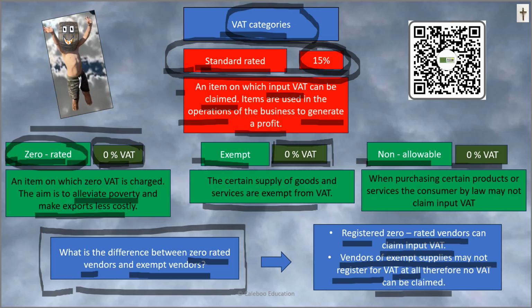So there you can see the difference between zero rated vendors and exempt vendors. Zero rated vendors can claim input VAT, and exempt vendors may not even register for VAT. So therefore, they can't claim VAT.